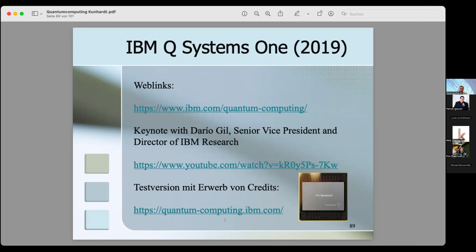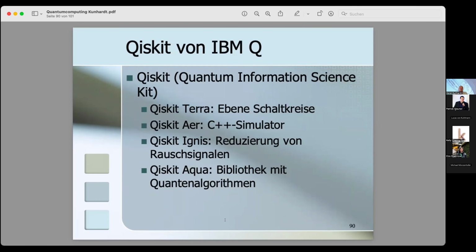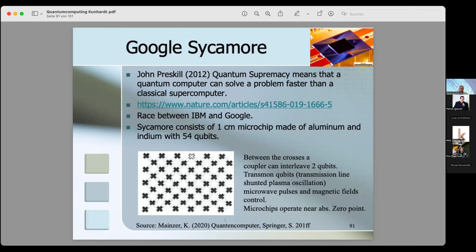Here are the corresponding web links to the IBM Q system and some YouTube videos for that system. IBM also announced a quantum information science kit, a programming kit called Qiskit, where you have a simulator and a library with some basic programs.